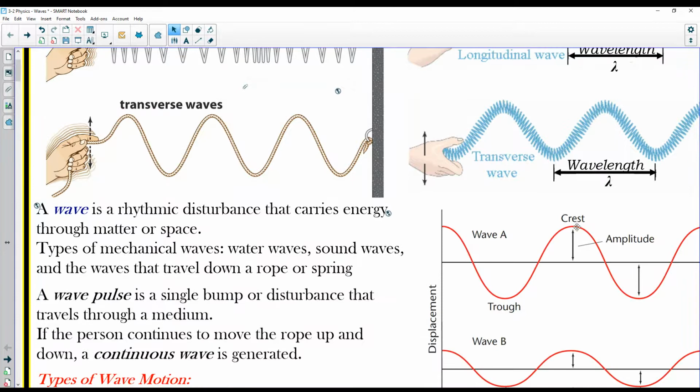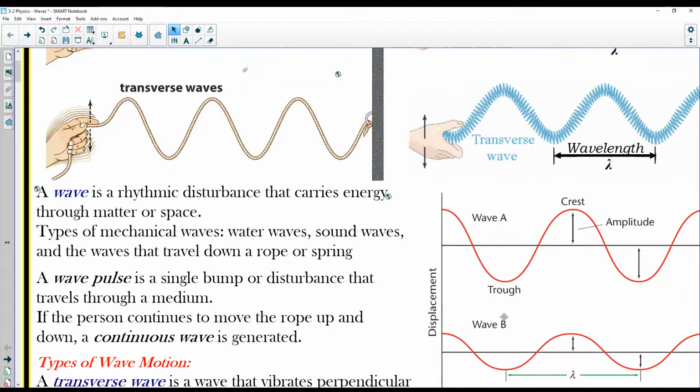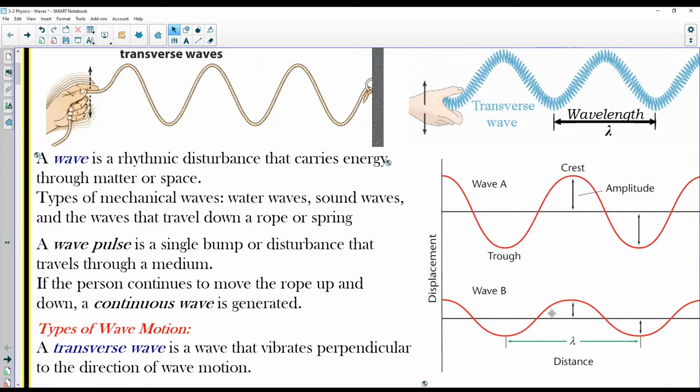The top of the wave is called the crest, and the bottom of the wave is called the trough. The distance from trough to trough is called the wavelength, and the wavelength is measured in meters. Amplitude is the distance, how far disturbed. It's also measured in meters.